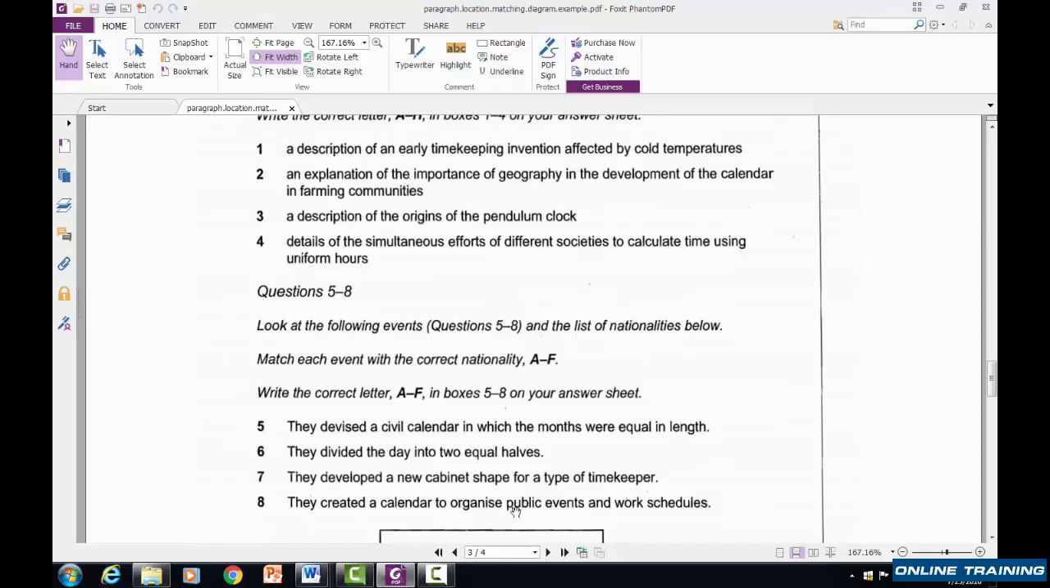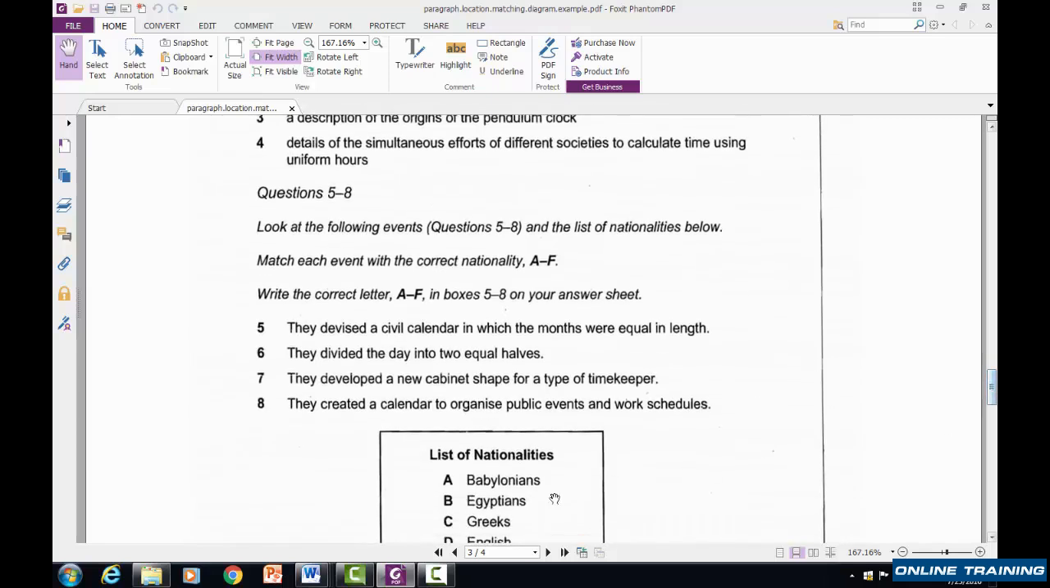Okay, that's a match. To coordinate communal activities, that's a synonym for organizing public events. And then when it talked about regulating planting and harvesting, that's the same thing as having a calendar for work schedules. So for number 8, we know that the answer is A. So on our answer sheet, we would put A as our answer for number 8.